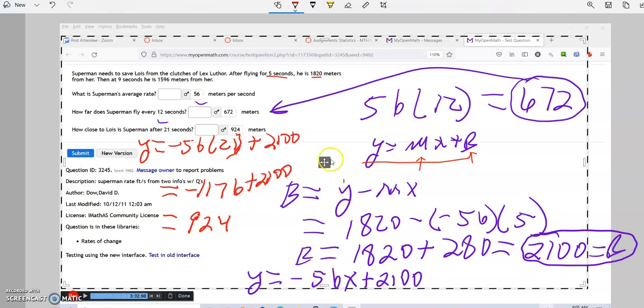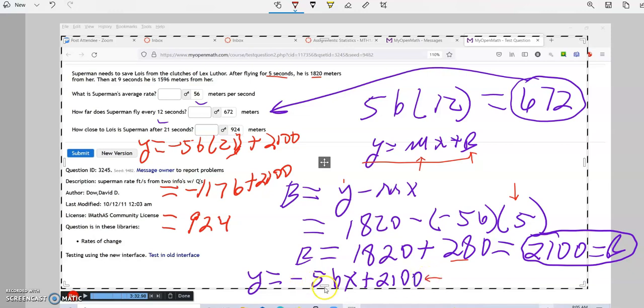So your y value is 1820 minus negative 56, and your x value is 5. So it'd be 1820 plus, because minus a negative is plus, 56 times 5, which is 280. And 1820 plus 280 is 2100. So 2100 is your y-intercept. That's how far Superman was when it originally started.